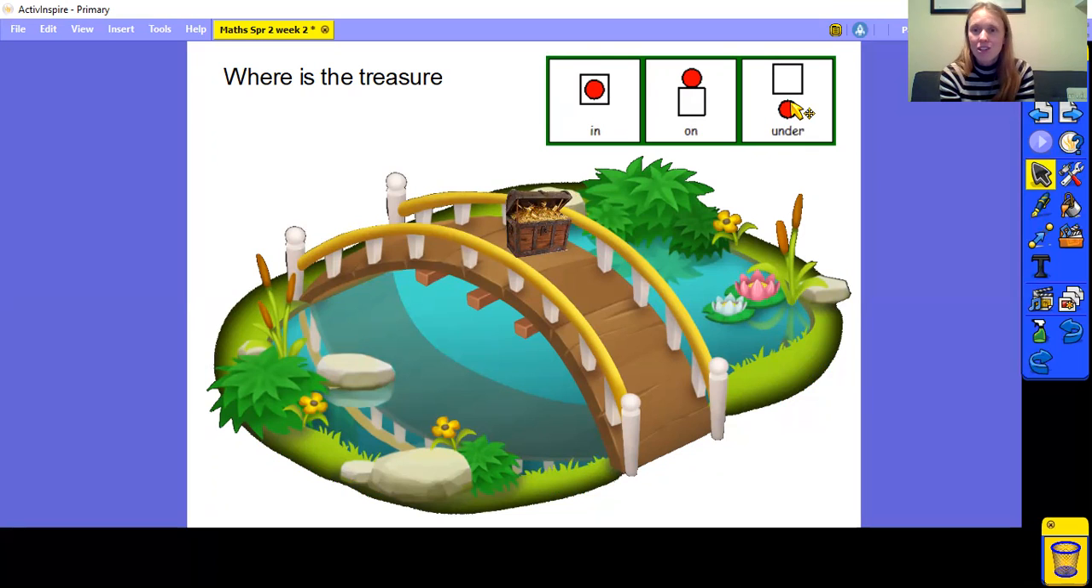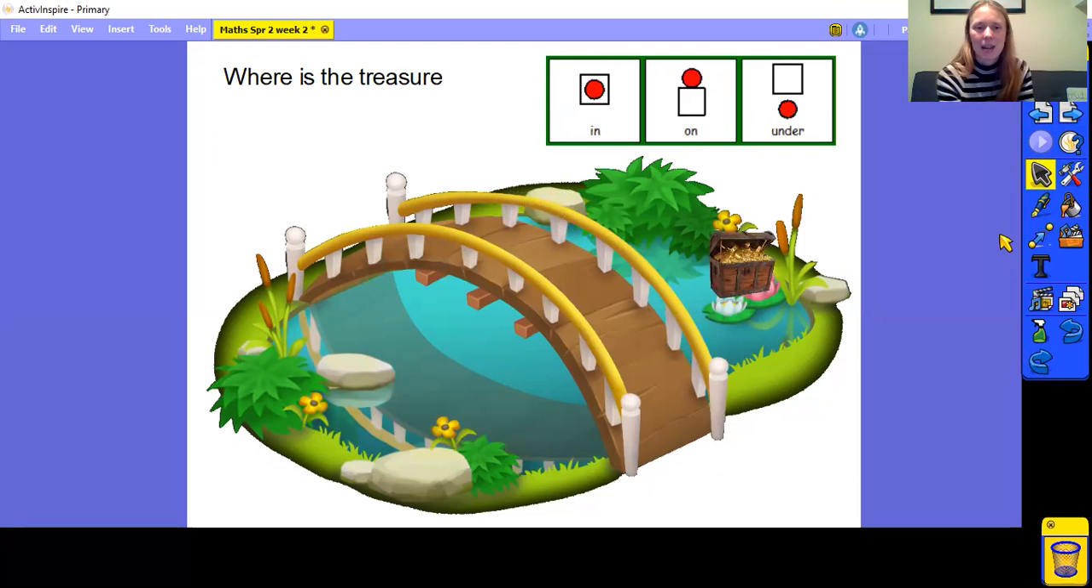Okay, did you find the treasure? Where did you find it? I can see the treasure here. And here is the bridge. But where is the treasure? Is it in the bridge? Is it on the bridge? Or is it under the bridge? That's right. The treasure is on the bridge. Well done if you got that right.